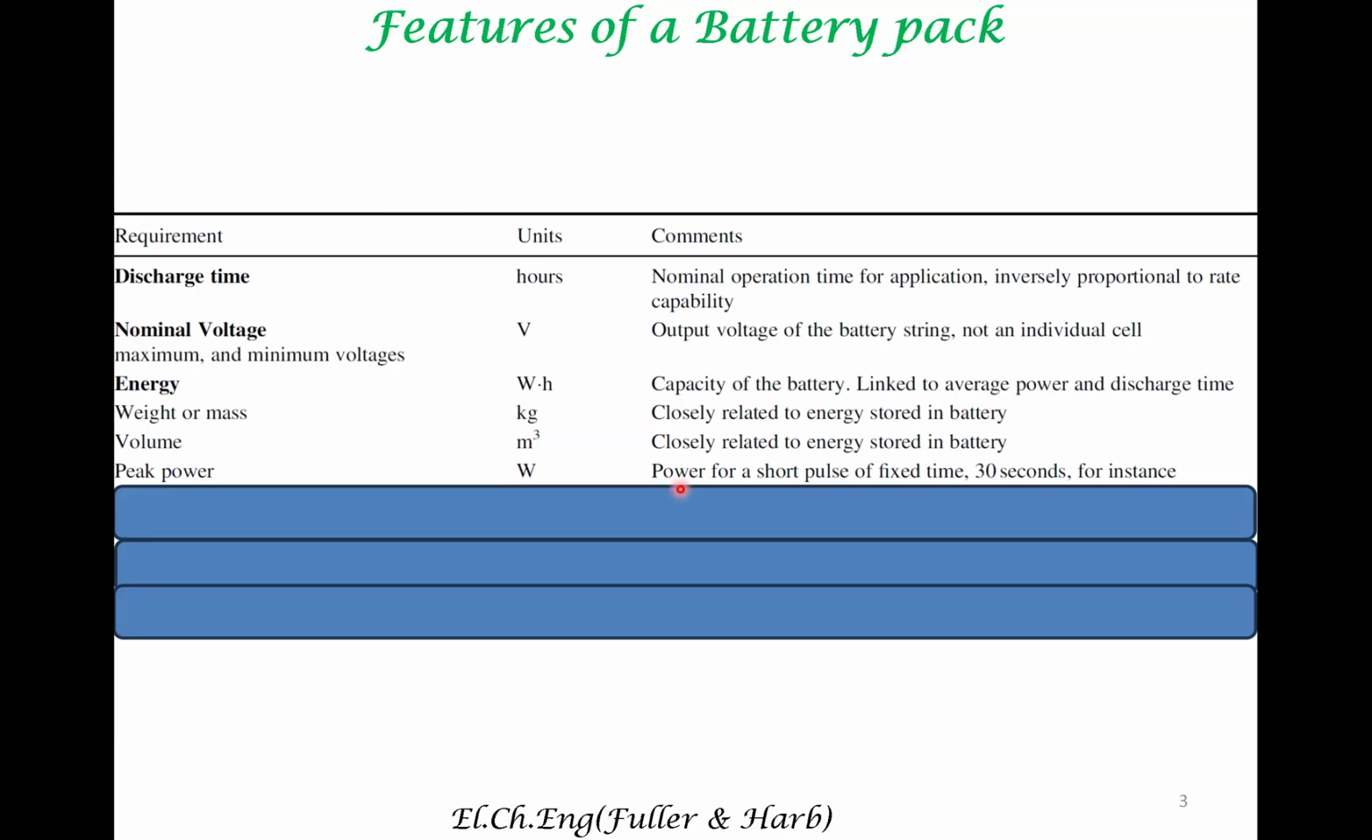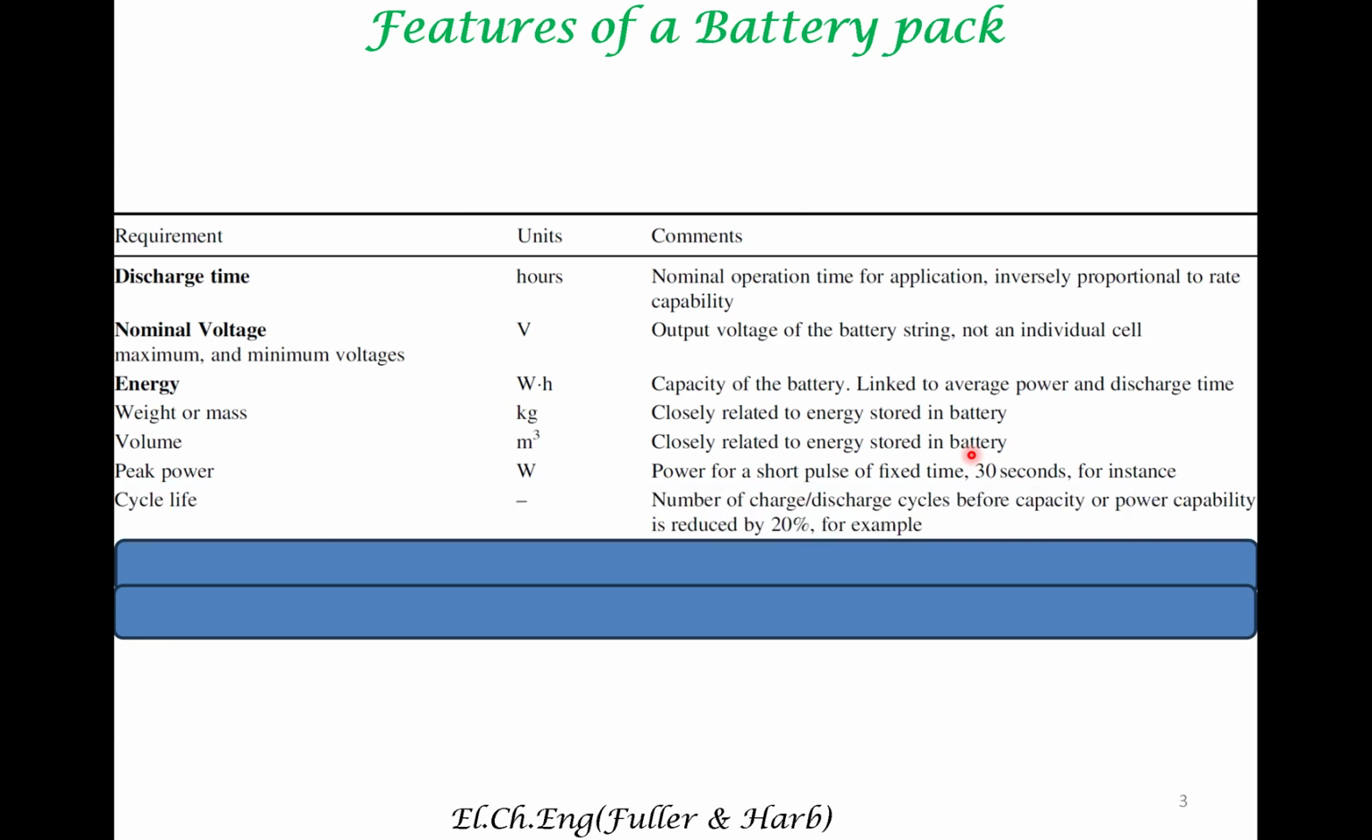Typically, we are interested in knowing what is the power that can be provided by a battery when the battery provides power using a short pulse in a fixed time, for example, in 30 seconds. This is important, for example, when you start a car. So typically a battery provides that pulse of power. So what is the peak power of a battery is an important feature.